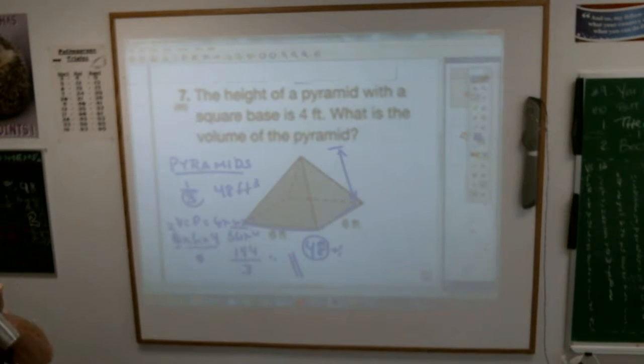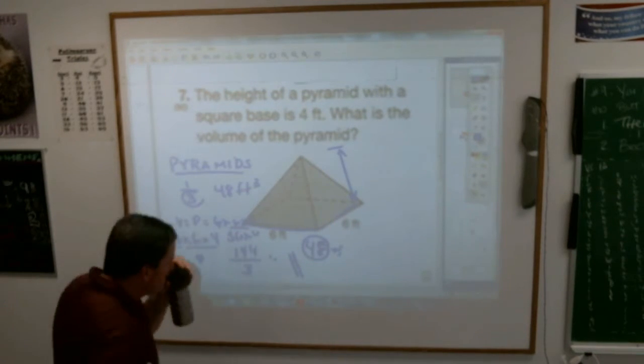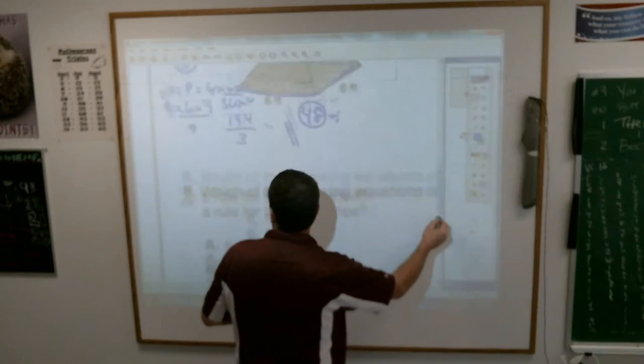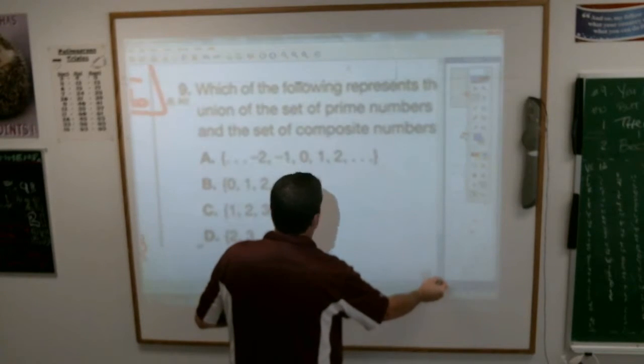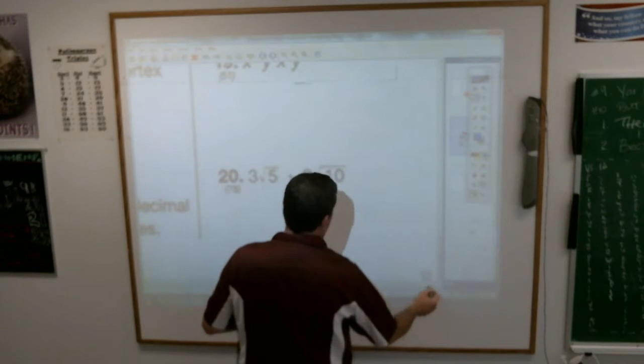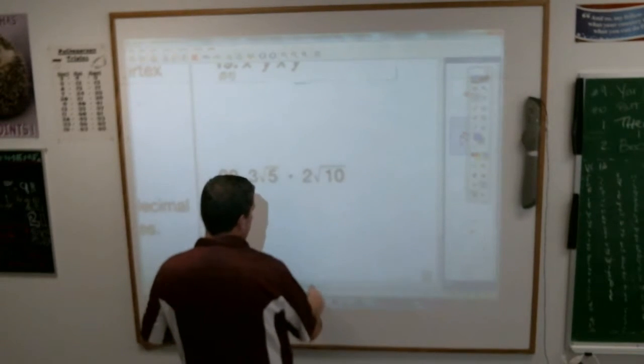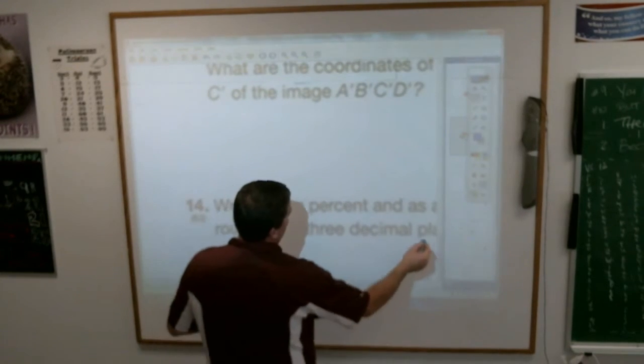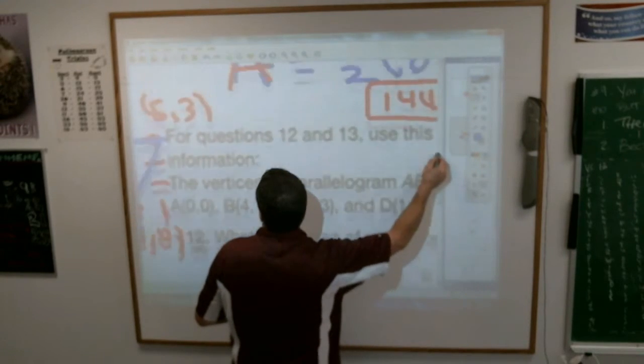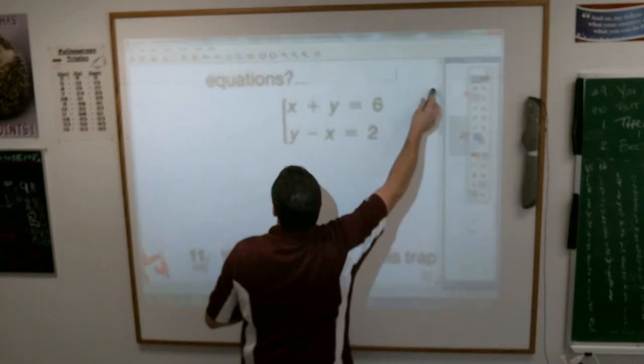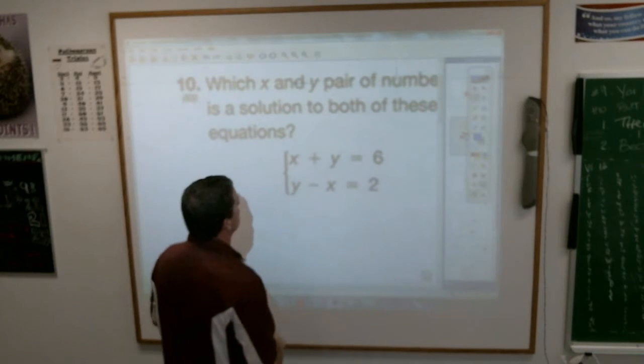Number 10. Is that on this page? On top? I think I'm going to shrink this down because I can't see it. Oh, I love this one.